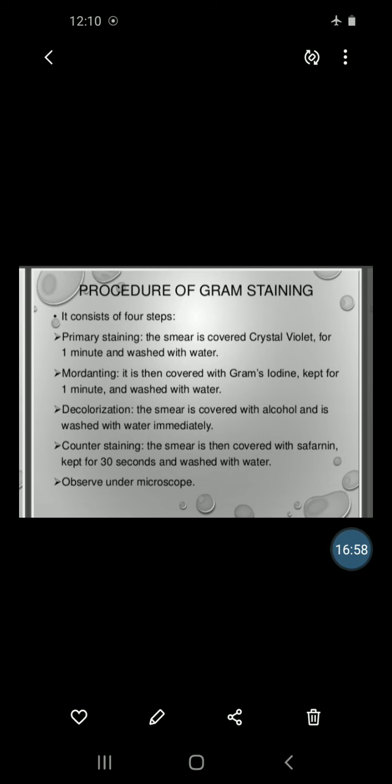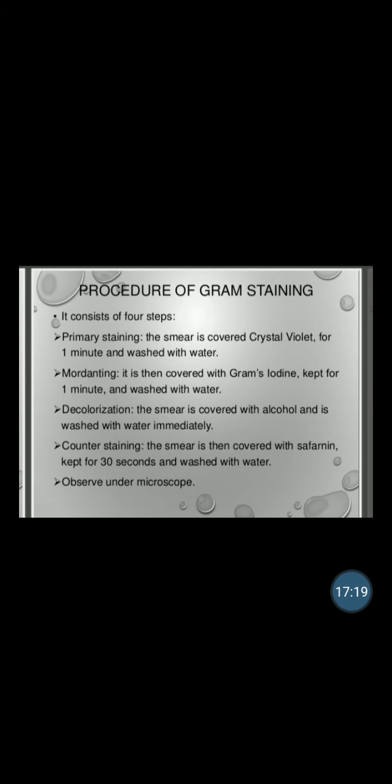I am repeating the steps. First, primary staining. In that, the smear is covered with crystal violet for 1 minute and washed with water. Then in continuation, second, mordanting, it is covered with Gram's iodine and kept for 1 minute and washed with water. Then decolorization, the smear is covered with alcohol and washed with water immediately.